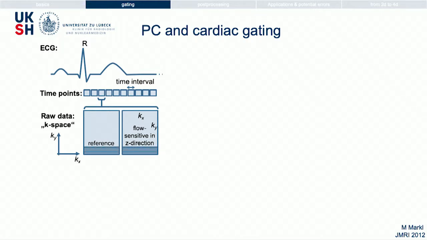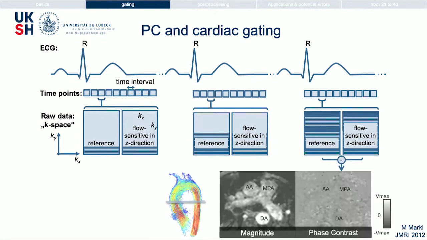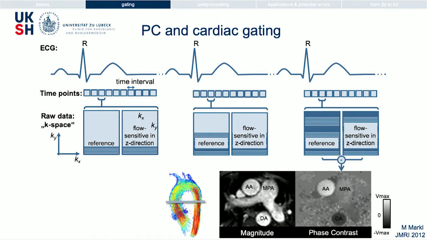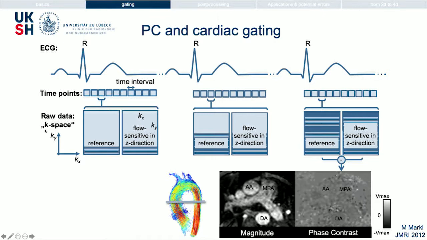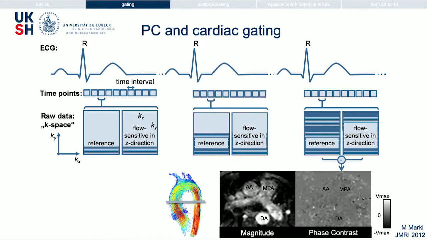You will not be finished after just one time point because that's very fast. That might be 30 milliseconds or something. So you need to continue collecting your data during other cardiac cycles. And if you're done after several cardiac cycles, you can subtract both images, and then you get the phase contrast and the magnitude data again. And since we're seeing this image more often, you can see the ascending aorta here, and it's a transverse slice through the aorta. So you see the ascending aorta, the descending aorta, and the main pulmonary artery.